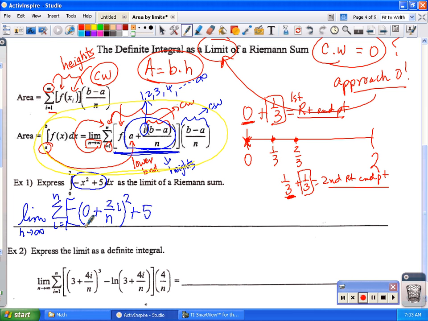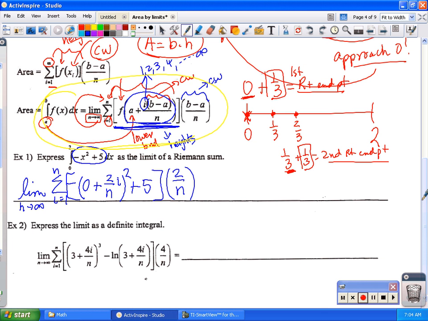So all of that right there represents the heights of all of the infinite rectangles. And then I'm going to multiply it by the common width, b minus a, so 2 over n. That's my common width. And that limit statement represents the exact area bound by the curve, negative x squared plus 5, the x-axis, and the endpoints 0 and 2. Not evaluating that yet. We're simply expressing it as the limit of a Riemann sum. And these were right endpoints.